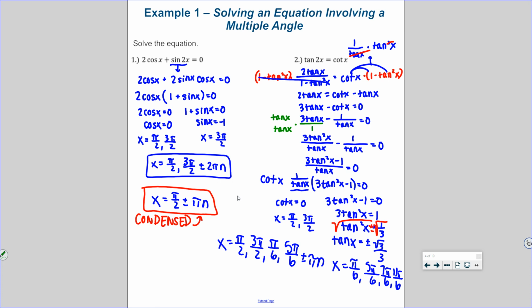Now again, if you listed them, that's fine. I wouldn't take points off because I can see that you got all of them. But pi over 6 plus another pi, that's 7 pi over 6. 5 pi over 6 plus another pi, that's 11 pi over 6. So this would be a good condensed answer.